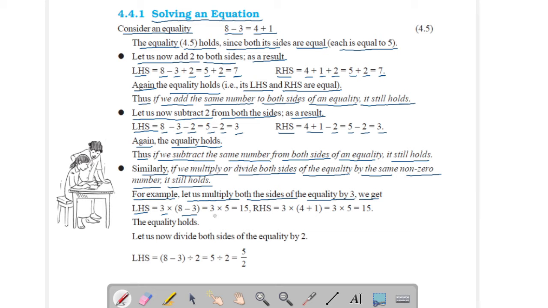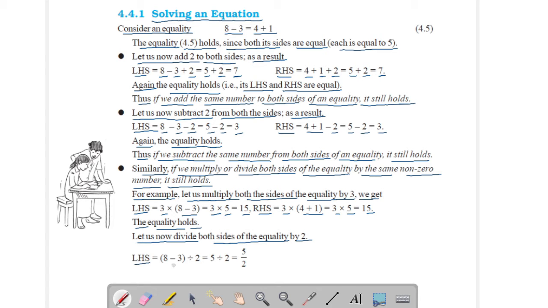It can be written as 3 into 8 minus 3, that is 5, and multiply 3 into 5, it is 15. Now come to right hand side, it is 3 into 4 plus 1. You will get 3 into 4 plus 1, it is 5, and 3 fives is 15. So the equality holds.